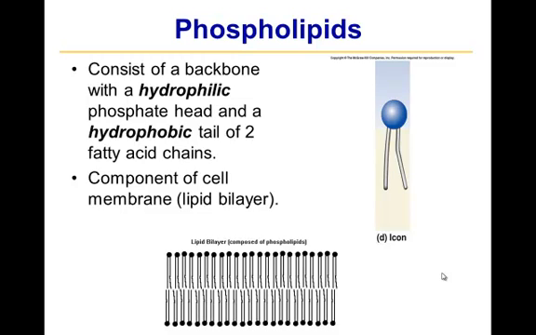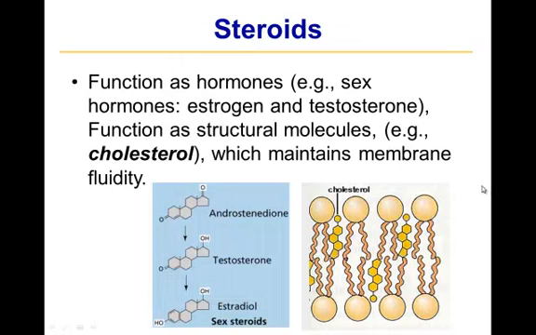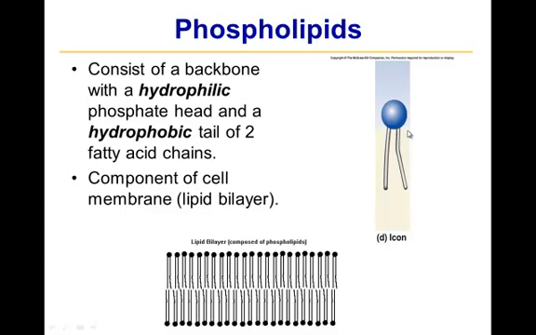Phospholipids have a backbone with a hydrophilic phosphate head. Now, we haven't defined the word hydrophilic, but it means water-loving, and a hydrophobic tail that consists of 2 fatty acid chains. Here, instead of drawing the zigzag, we've just drawn a straight line. So the blue sphere here represents the phosphate head, and the 2 lines represent the fatty acid tails, and they're hydrophobic. And so we can see these put together below.